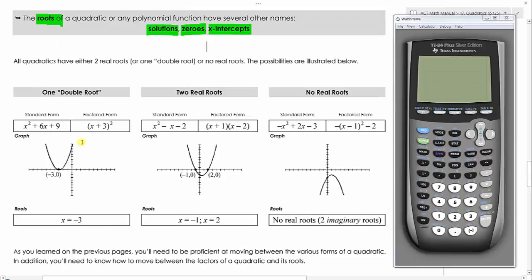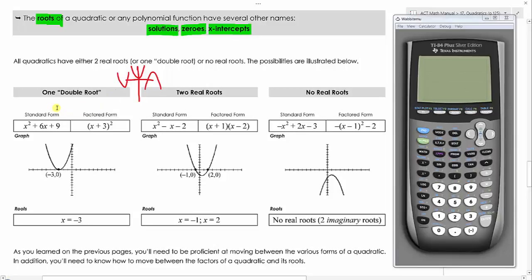So quadratics, which, by the way, take the form of a parabola when graphed. So do keep in mind that every time you graph a quadratic, you're going to see a parabola. Whether the parabola looks like this or like this or like this will have to do with what the quadratic function looks like. But every time we graph a quadratic, we're going to get a parabola. There are three situations that can occur when we graph a quadratic.